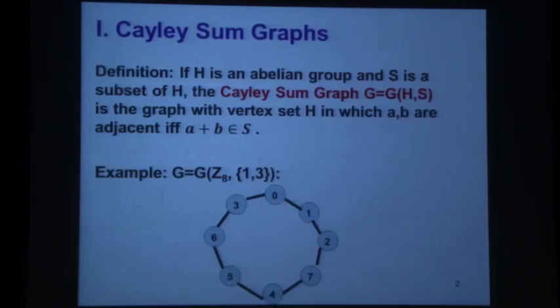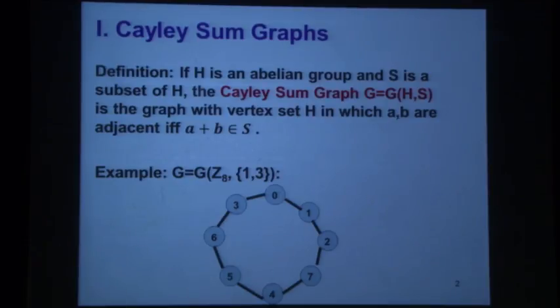Okay, good. So the main combinatorial object I'll consider is what's called the Cayley Sum Graphs. So probably many of you have seen the definition, but let me go over it. I'll have abelian groups. They will be finite always. So we have an abelian group, and we have a set S, which is a subset of the group. And I'll call it usually a set of generators, although sometimes they will not generate, maybe. So this is just a name, it's just a subset.